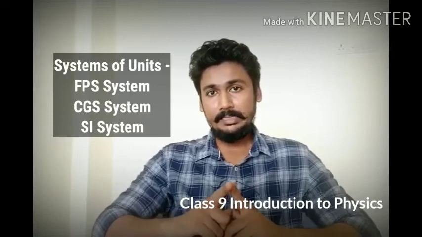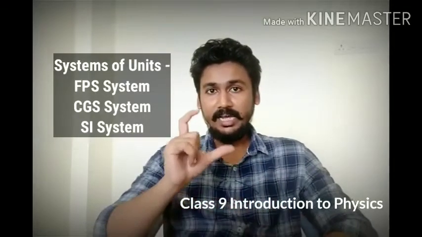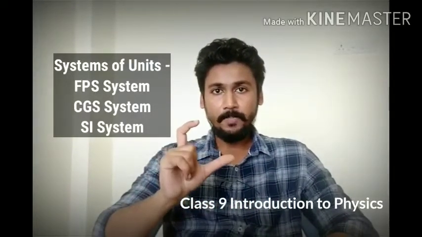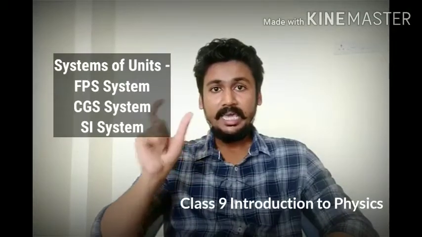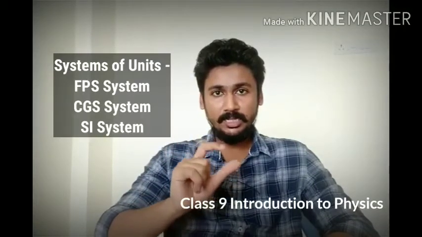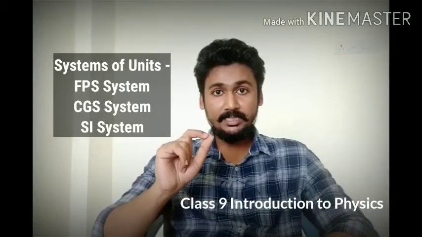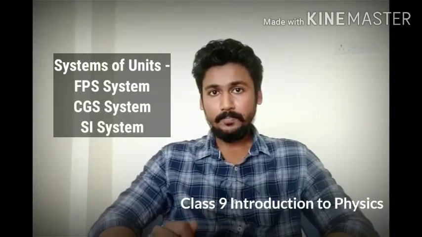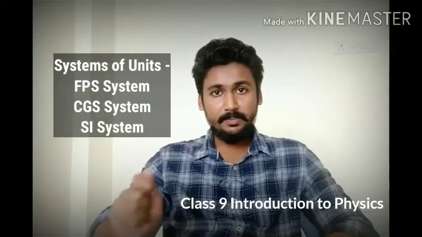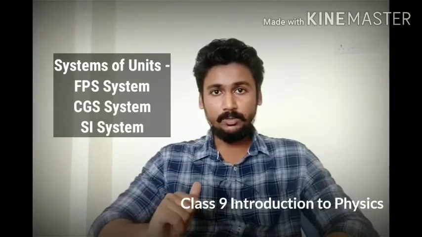Correct? So what scientists decided is that we will have a uniform system, and that uniform system is called the SI system of units, the International System of Units. So the SI system is the system we are going to follow. Okay? All the measurements that we do, all the numericals that we do, all the quantities that we are going to study, we are going to follow the SI system.